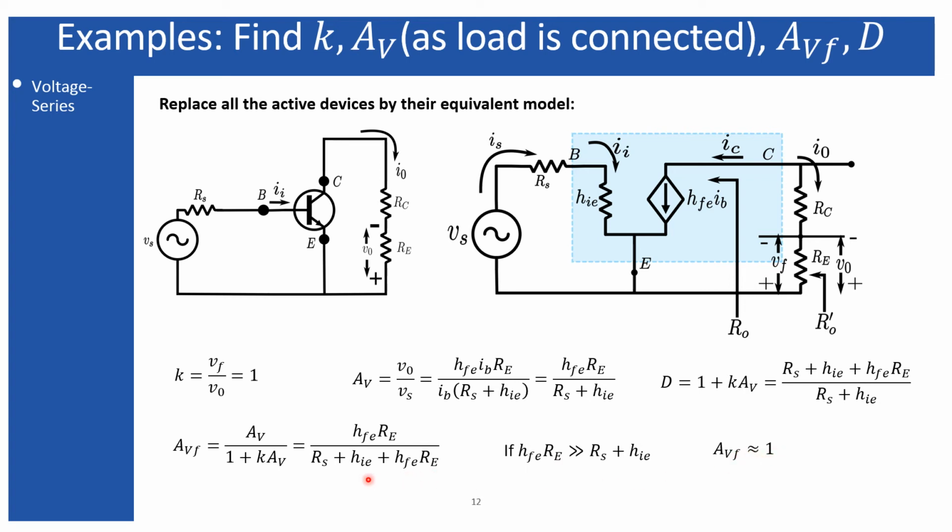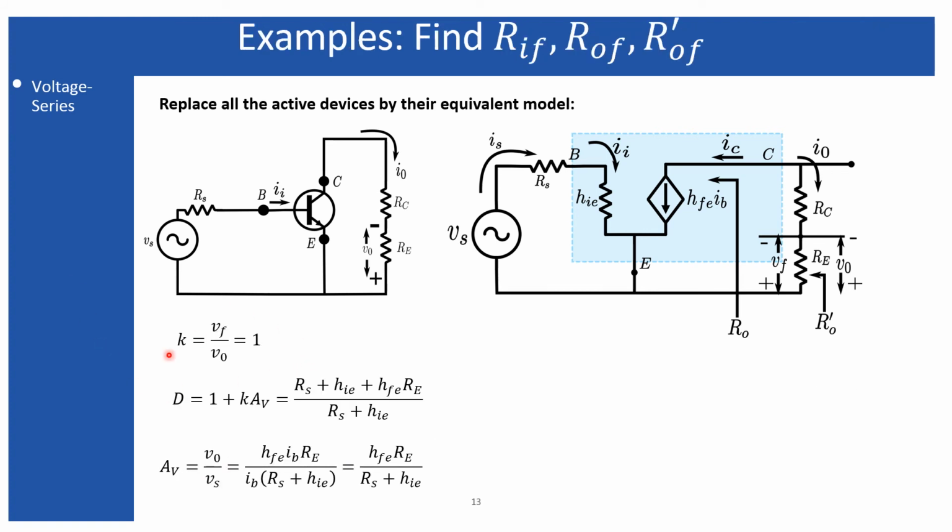But in the practical case, this AVF is slightly less than 1, because this is the emitter follower circuit, and for the emitter follower circuit we know the voltage gain is less than 1, because the emitter follower circuit is a common collector circuit where we can have the current gain but we cannot have the voltage gain. So when you are employing the negative feedback, then also that rule is valid. These are the findings from my last slide.